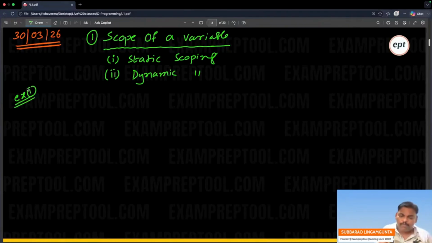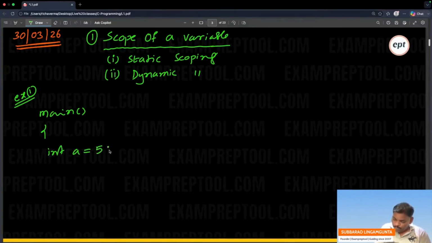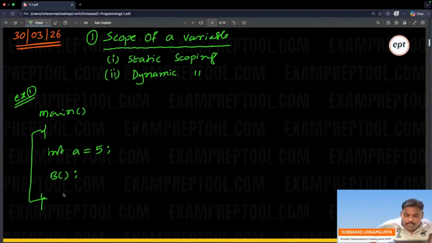Example 1. The first problem I'm going to explain. So take this main program. In main, int A is equal to 5. Afterwards, the B function is called. Careful, everyone. Main has int A is equal to 5, then the B function is called. Let's go to the B function.